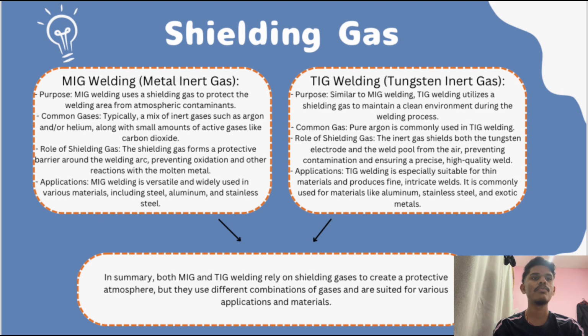In summary, both MIG and TIG welding rely on shielding gases to create a protective atmosphere, but they use different combinations of gases and are suited for various applications and materials.